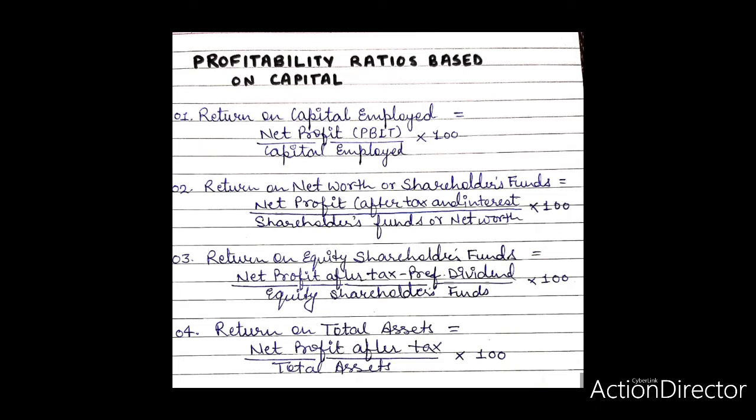This ratio expresses the relationship between profit and capital employed and is calculated in percentage by dividing the net profit by capital employed. The formula used is as follows: net profit, which is PBIT, profit before interest and tax, divided by capital employed into 100. Alternatively, it can be calculated as return on capital employed equals assets turnover multiplied by profit margin, or sales divided by total assets into net profit divided by sales multiplied by 100.